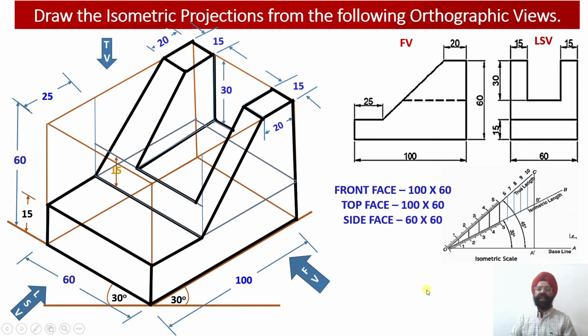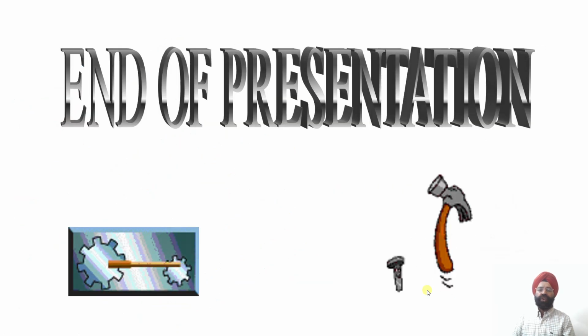So this is the complete construction of the isometric projections once the orthographic views were available, and we have been able to construct this isometric projection by dividing this complete object into smaller elements. One by one we have been able to locate all of these elements into the isometric projections, and then by combining those elements we have been able to develop the isometric projections of the solid corresponding to the orthographic views. So this is all for today.